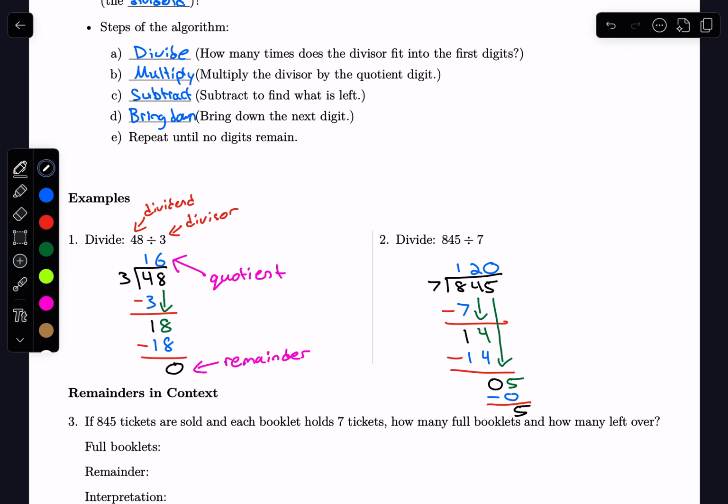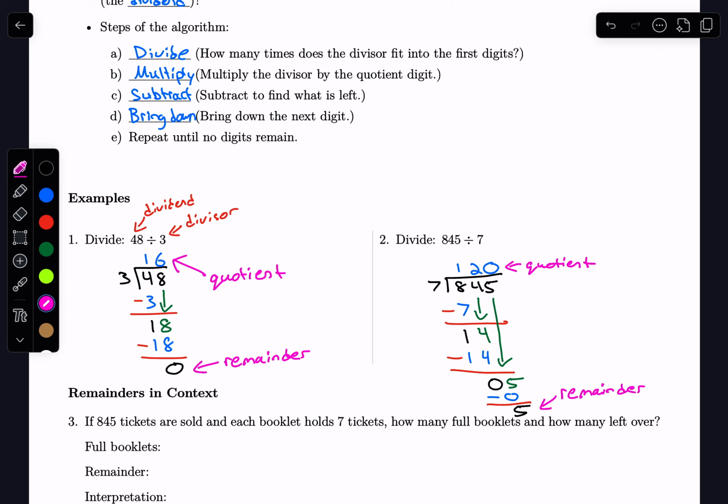So now in the future, we will find decimals that allow us to keep dividing. But for our current purposes, we want to find the actual remainder, which is that 5 down below. So we have that 845 divided by 7 gives me 120 as a quotient and 5 as a remainder.